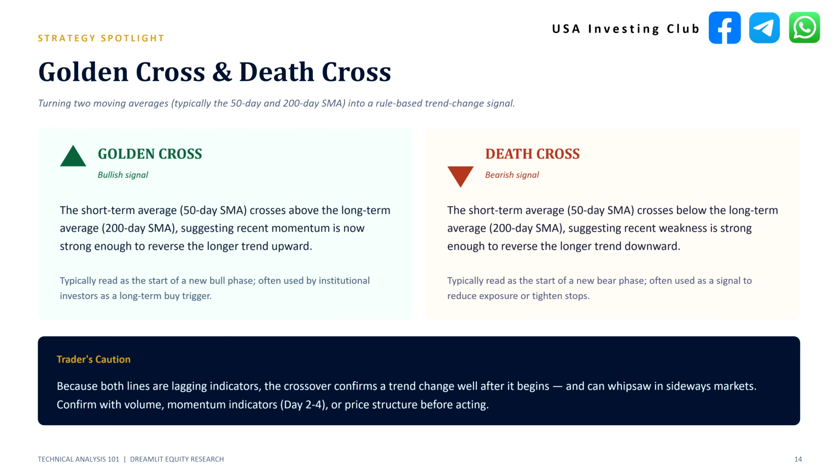But here's the trader's caution I want you to genuinely absorb. Not just here, because both of these lines are lagging indicators. The crossover confirms a trend change well after that change actually begins, and it can whipsaw badly in sideways markets. Never interpret a golden or death cross in isolation. Confirm it with volume, with momentum indicators, which we cover from day 2 onward, or with price structure.